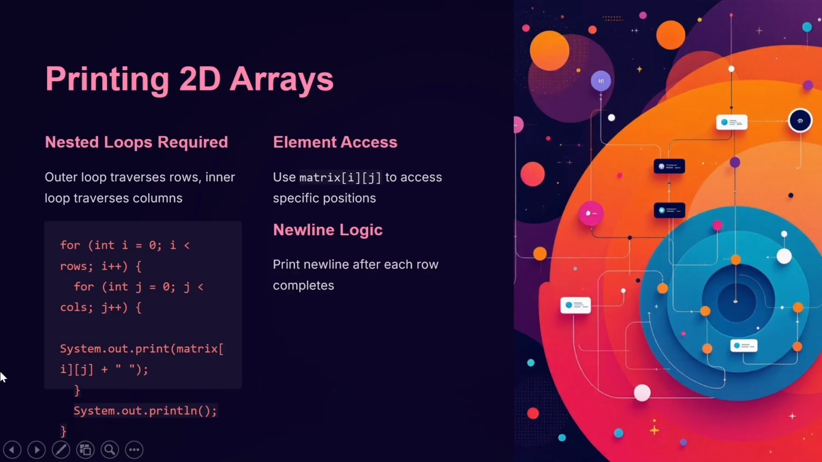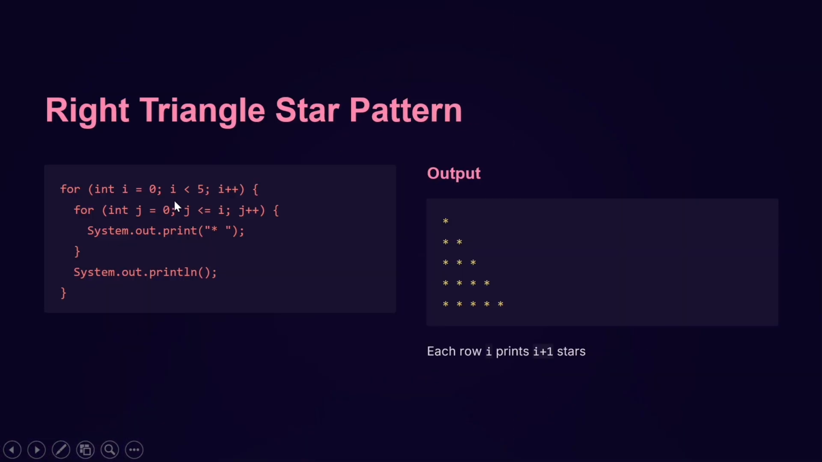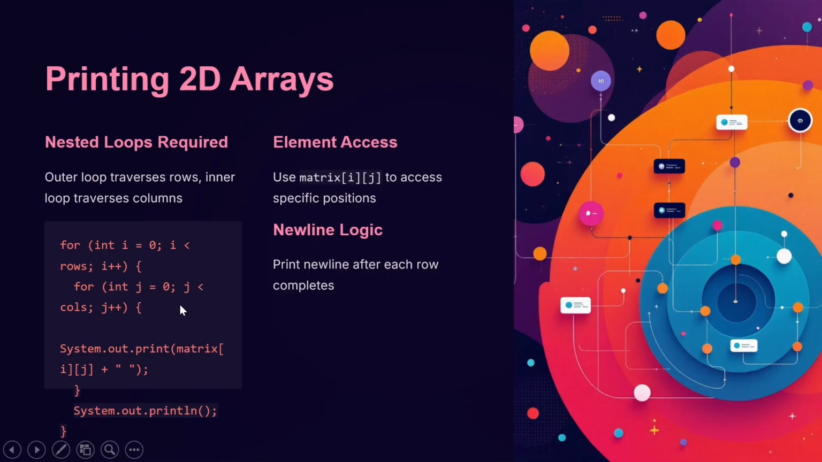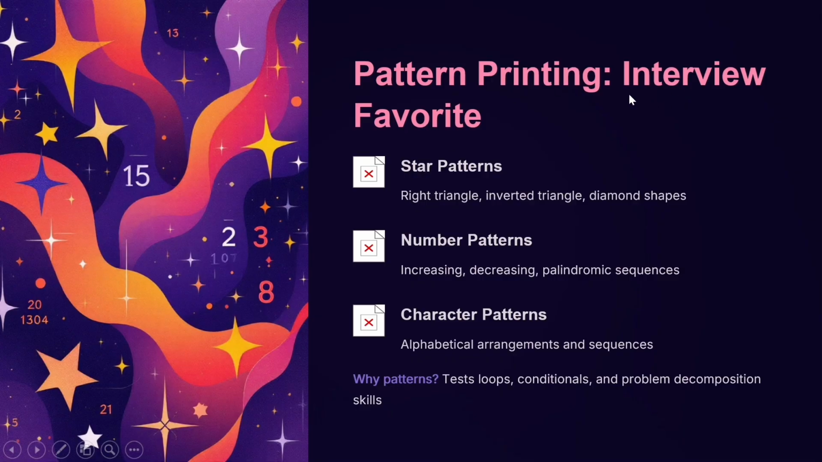So when it comes to printing, as we saw, we can traverse through all the elements using the nested loop, and we can also access the element using this int, right? And for the new line, we can write System.out.println. So this is a favorite topic for the interviewer: star pattern, number pattern, vector pattern. So you need to practice a lot of this.